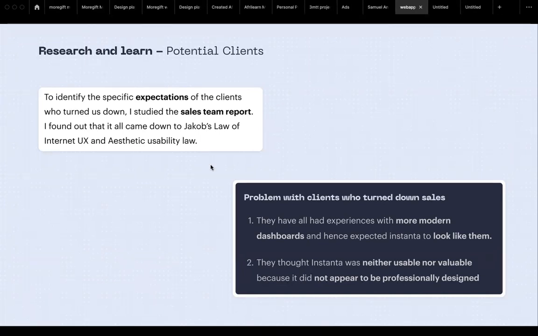Okay. So Jacob's law of internet UX states that your users spend more time on other sites than your own. You have somebody who has posted it for you here. So they usually expect your site to work the same way. Do you understand?